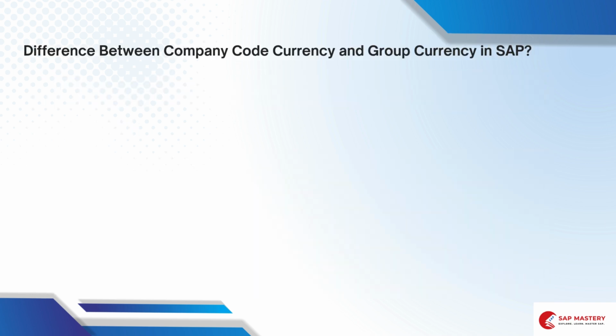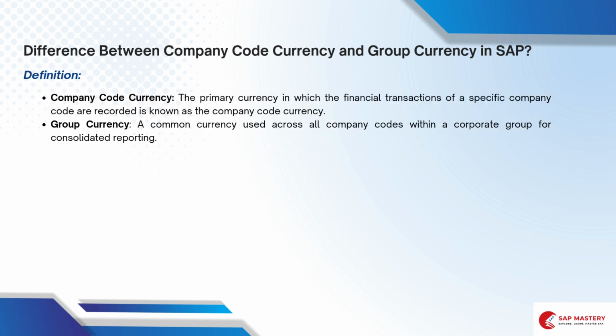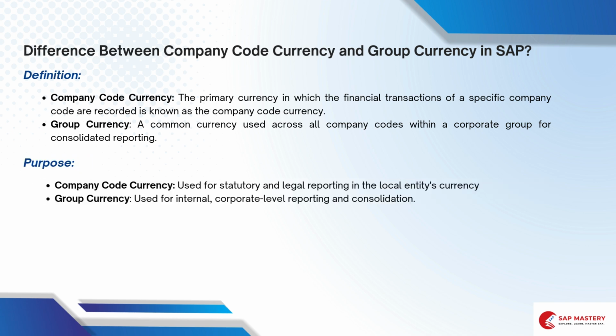Difference between company code currency and group currency in SAP. Definition. Company code currency: the primary currency in which the financial transactions of a specific company code are recorded. Group currency: a common currency used across all company codes within a corporate group for consolidated reporting. Purpose. Company code currency: used for statutory and legal reporting in the local entity's currency. Group currency: used for internal, corporate-level reporting and consolidation.